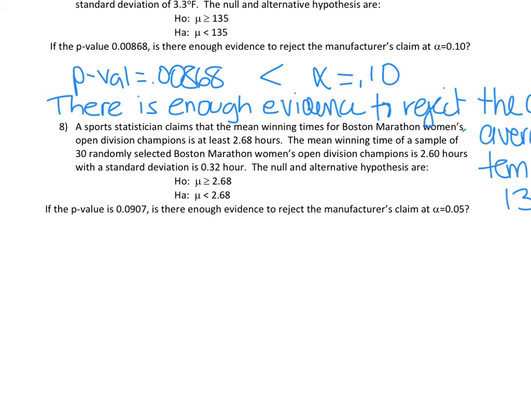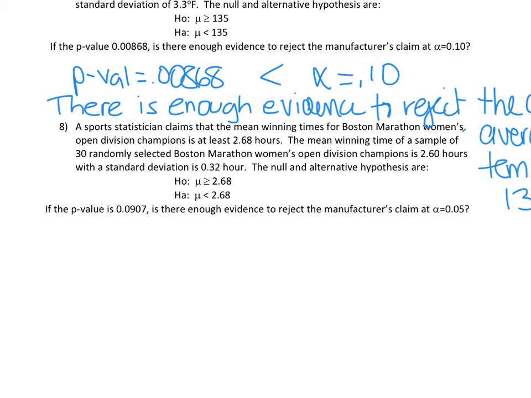Okay, last one, number 8. A sports statistician claims that the mean winning times for a Boston Marathon women's open division champion is at least 2.68. That's why the greater than or equal to, because that's what at least is. The mean, for H0 that is. The mean winning time of a sample of 30 randomly selected Boston Marathon women's open division champions is 2.60 hours with a standard deviation of 0.32 hours. The null and alternative hypotheses are right there.